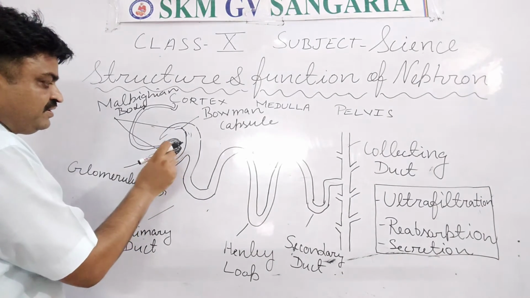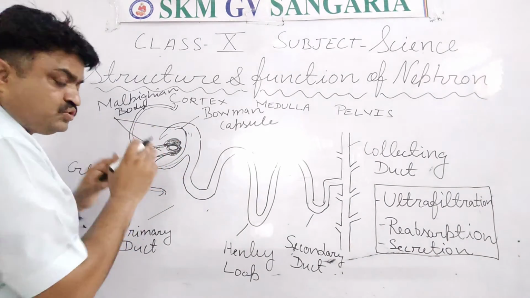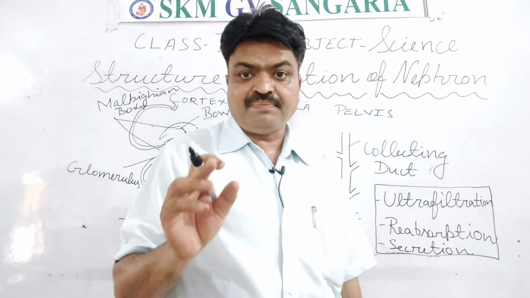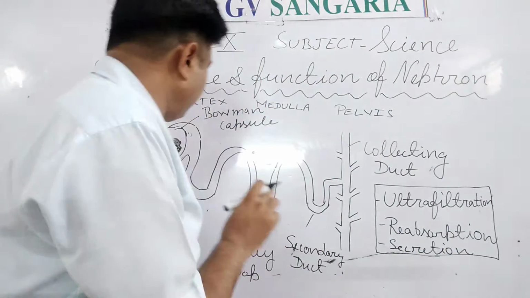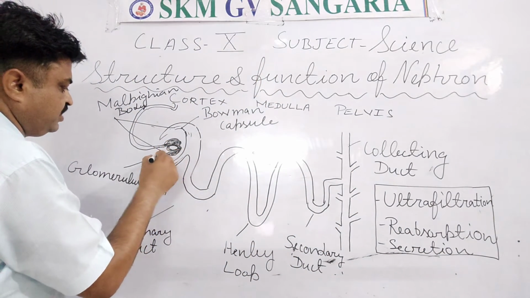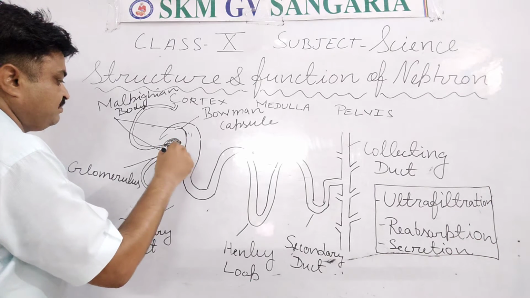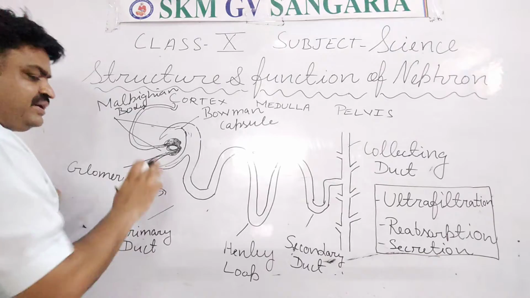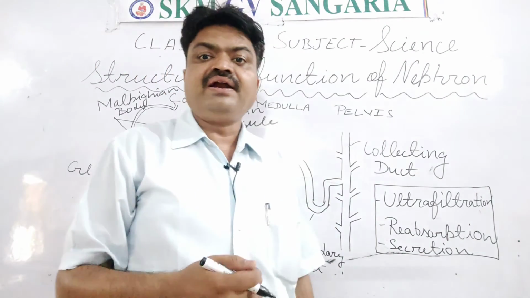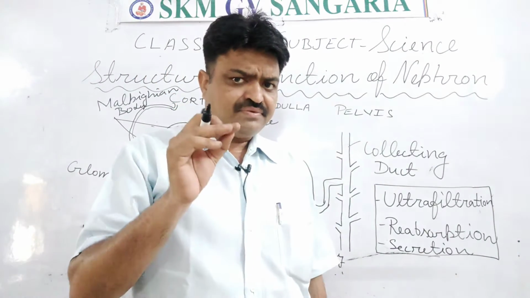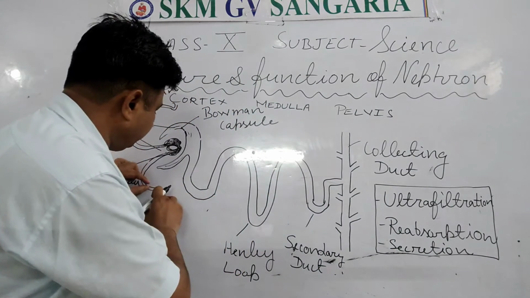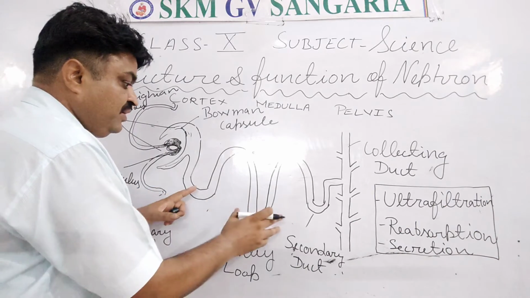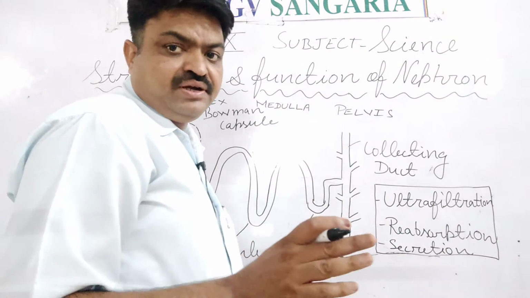And inside it there is a bunch of blood capillaries, and that bunch of blood capillaries is known as the glomerulus. This structure is known as the glomerulus, student, this bunch of blood capillaries. And this bunch of blood capillaries is attached with the renal artery and renal vein. And some part of this is also attached with the tubular part, meaning it has a net-like structure around the tubular part of the nephron.